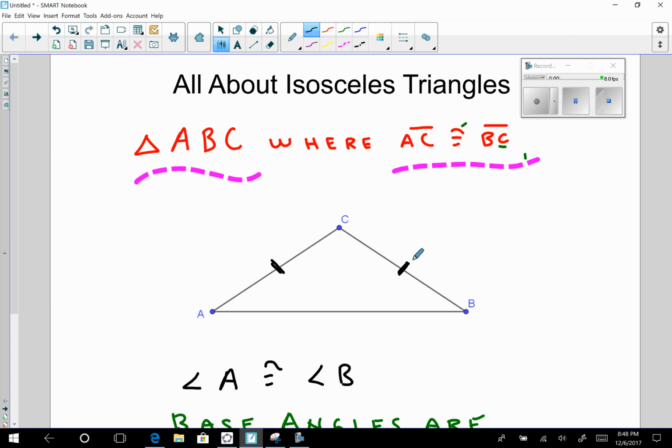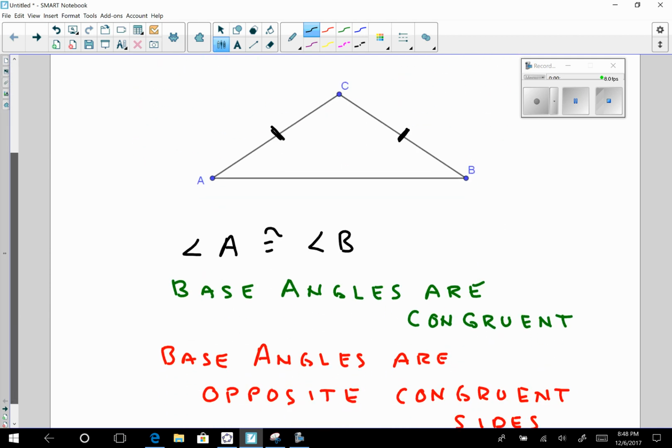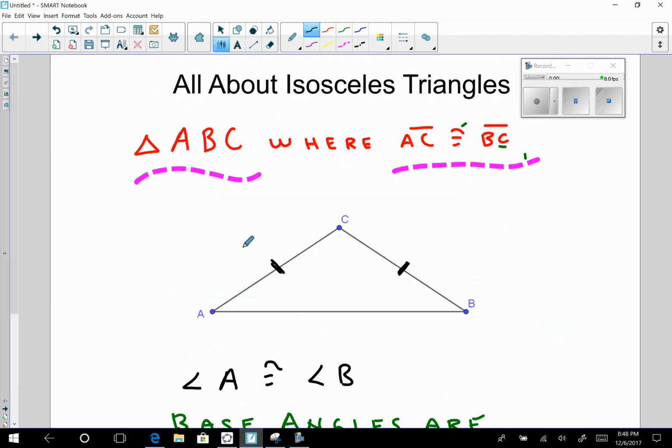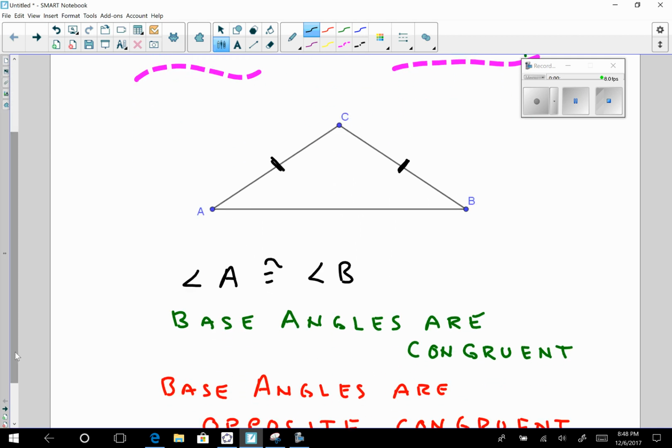What do we know about this isosceles triangle? Well, what we know right now is that the measure of angle A is congruent to the measure of angle B. That is a major property of isosceles triangles. You have these base angles are congruent. Let's star that. That's a very important property about isosceles triangles.